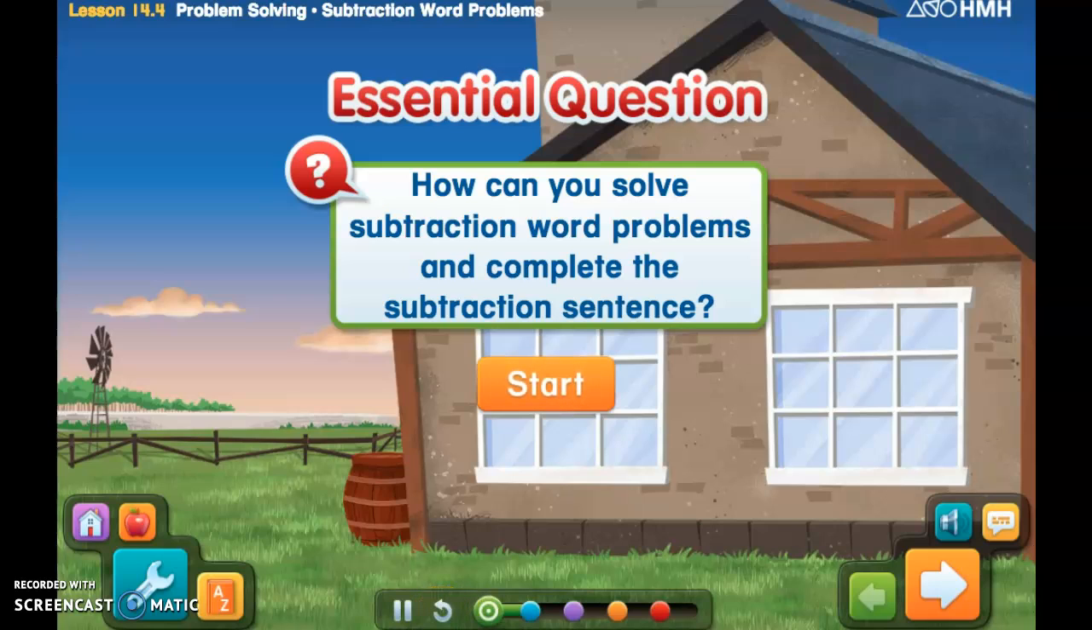How can you solve subtraction word problems and complete the subtraction sentence?